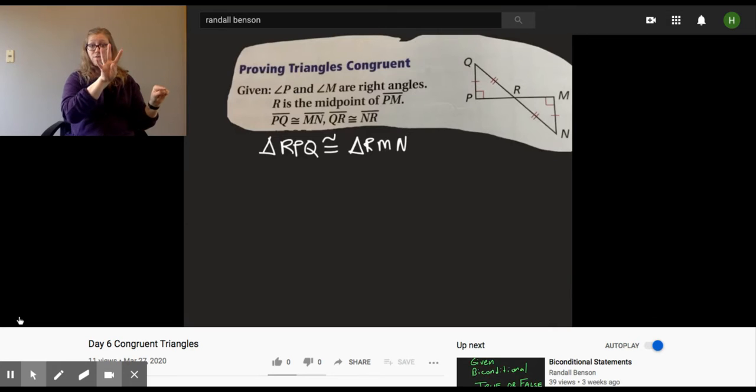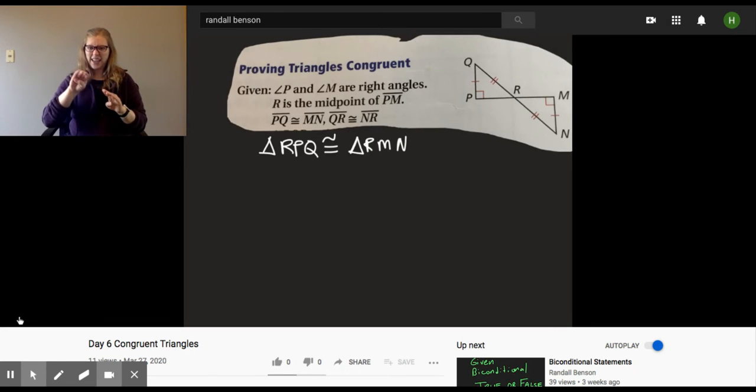Okay, so here we have a proof that they're asking us to do. They want us to show that these 2 triangles, triangle RPQ and triangle RMN, are congruent. And the way we're going to do that is we're going to show that all 6 pieces of the triangle make congruent pairs. So we have 3 pairs of congruent angles, 3 pairs of congruent sides. So let's start with, we're going to do it on 2 slides. Let's start with just thinking about the angles.